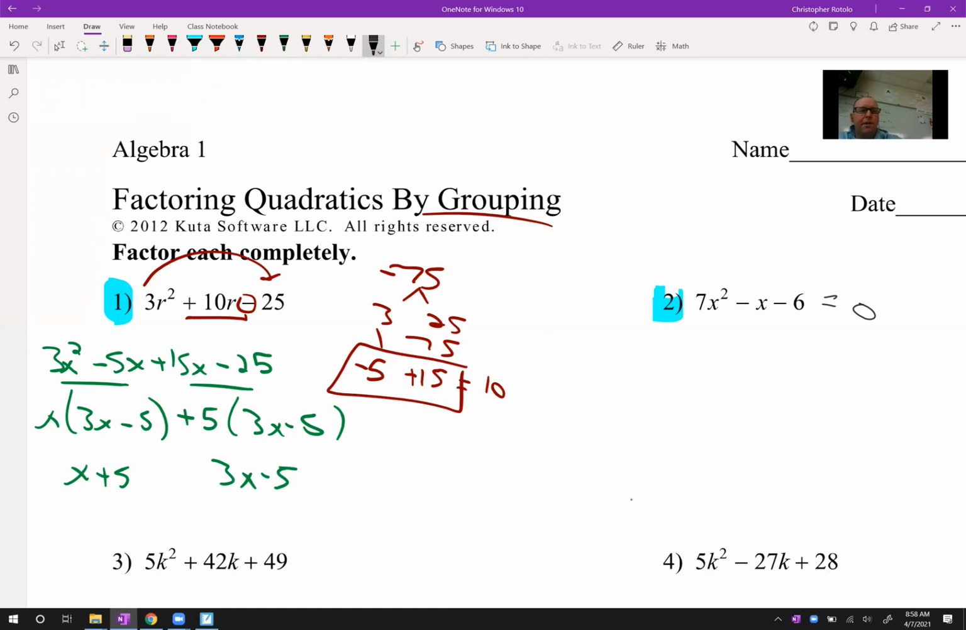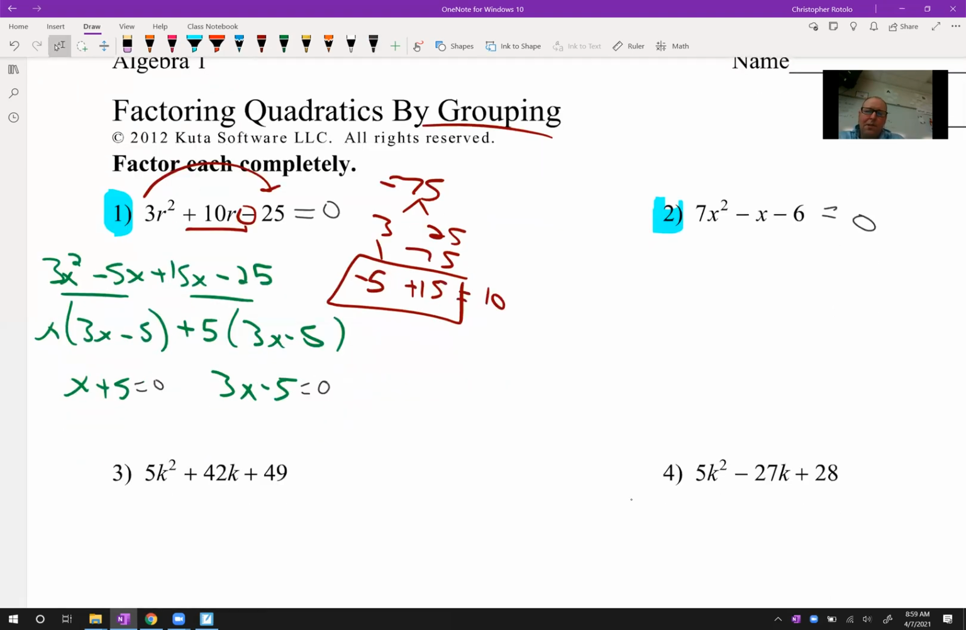Here is the new thing, right? Because we're moving on. We're going to use what's called the zero product property. And that means that if I set this whole thing equal to 0, that means each of these or one of these has to be 0. Okay, so what we'll do is factor like we always have. And then we're going to finish by solving these.